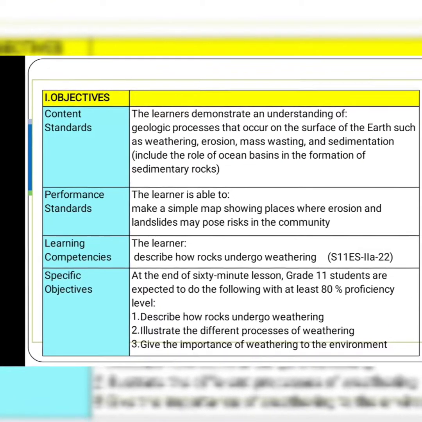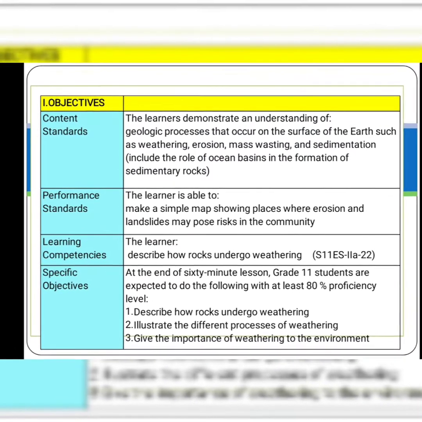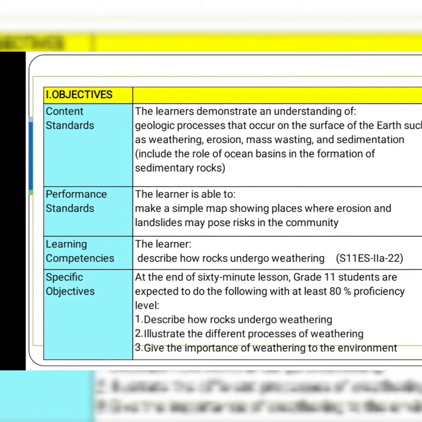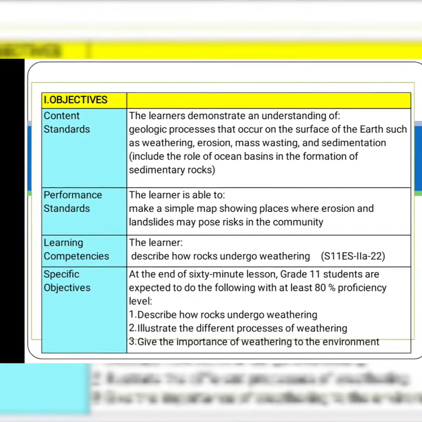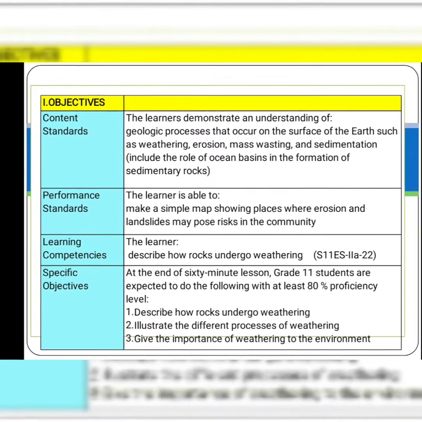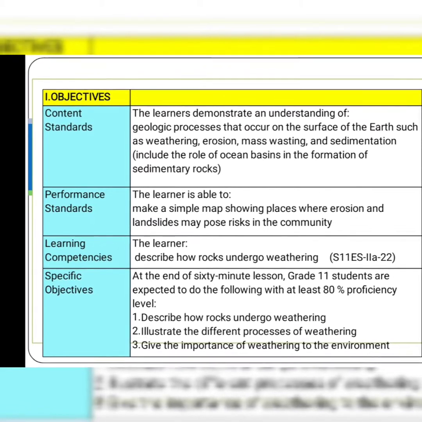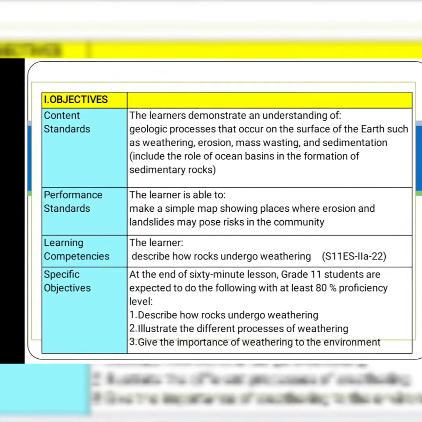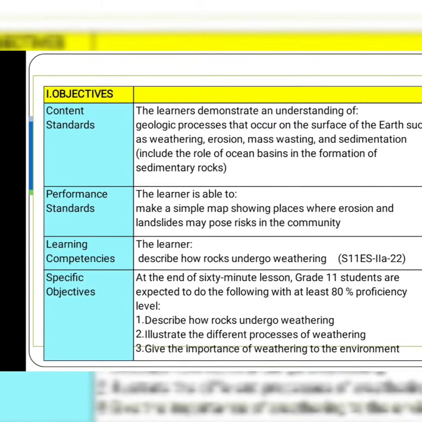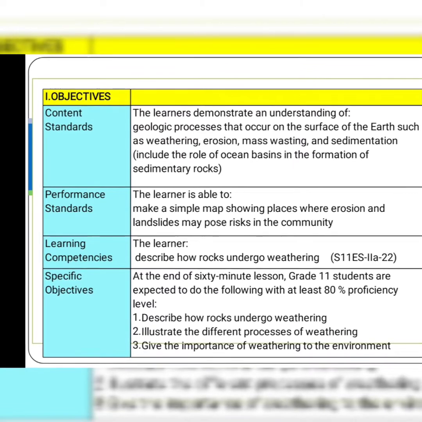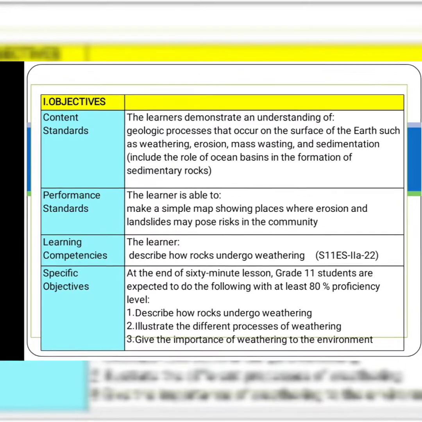Since the learning competency here is to describe how rocks undergo weathering, I can just copy that for the cognitive so that my plan will be consistent to the learning standard. So, number one, this is part of the cognitive domain, describe. That means, at the end of this lesson, the students will be able to describe how rocks undergo weathering.